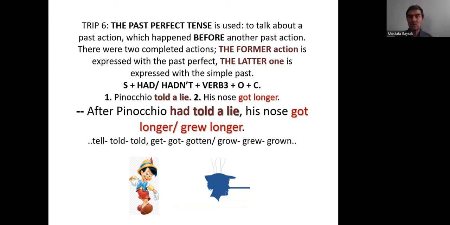Now it's time to use the past perfect tense in one sentence with the conjunction after. After Pinocchio had told a lie, his nose got longer, or his nose grew longer. Yes, you see, the past perfect tense is this. After Pinocchio had told a lie, his nose got longer. Tell, told. Get, got, gotten. Grow, grew, grown.